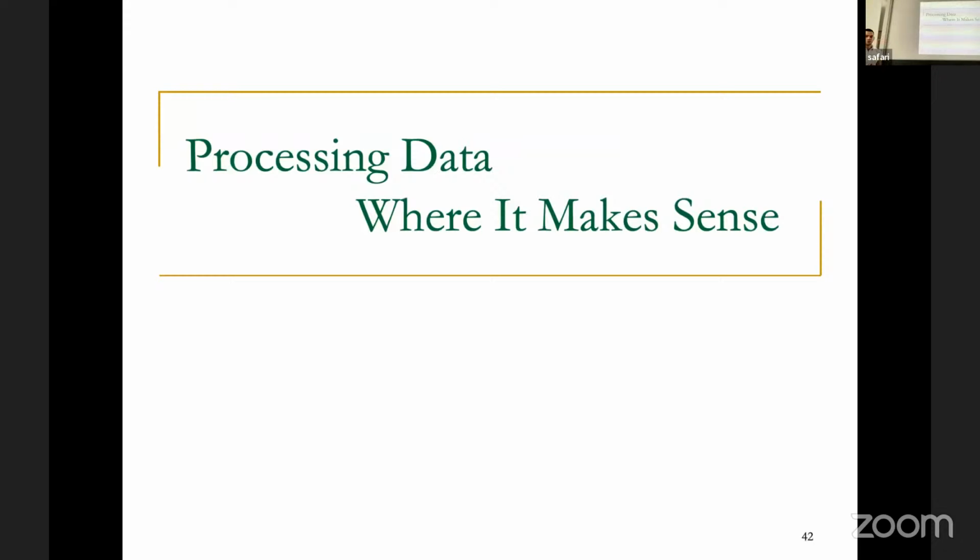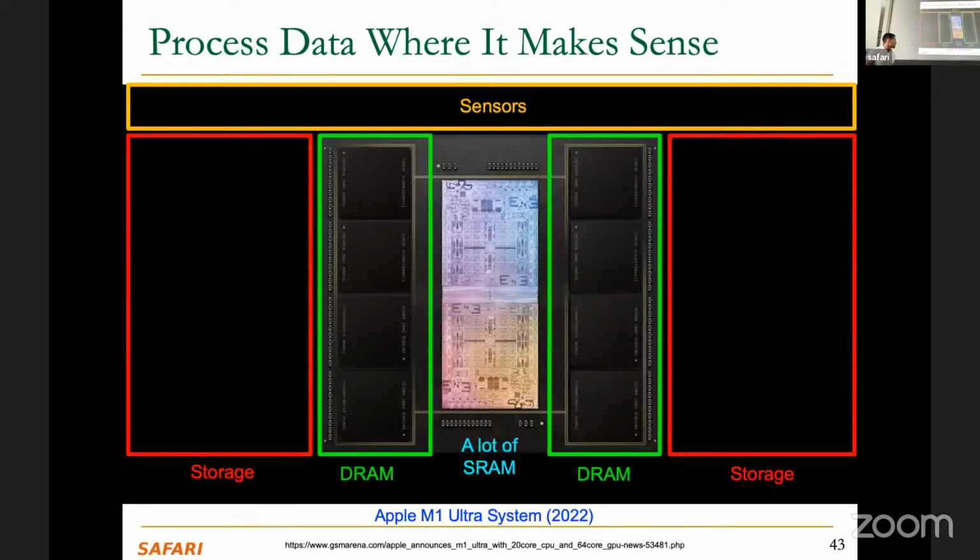So let's look at the first component, processing data where it makes sense. This is again the same view of the M1 chip from Apple, and again we have a bunch of components dedicated to storage, or to memory itself. So where does it make sense to compute?